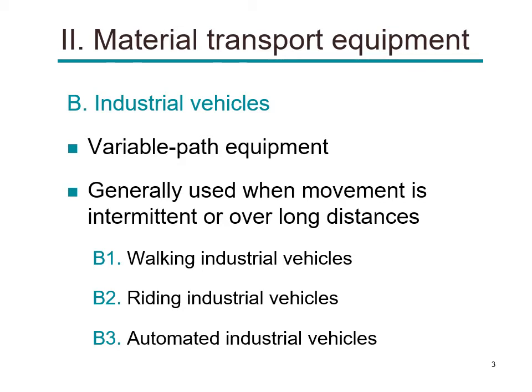Industrial vehicles are used generally when movement is intermittent, not continuous, but occurs from time to time. And usually when it is for long distances, so that installing a conveyor in between these two endpoints is very costly. We can further classify industrial vehicles into subcategories. So we can talk about walking industrial vehicles, riding industrial vehicles, and automated industrial vehicles. We will see each one of those.